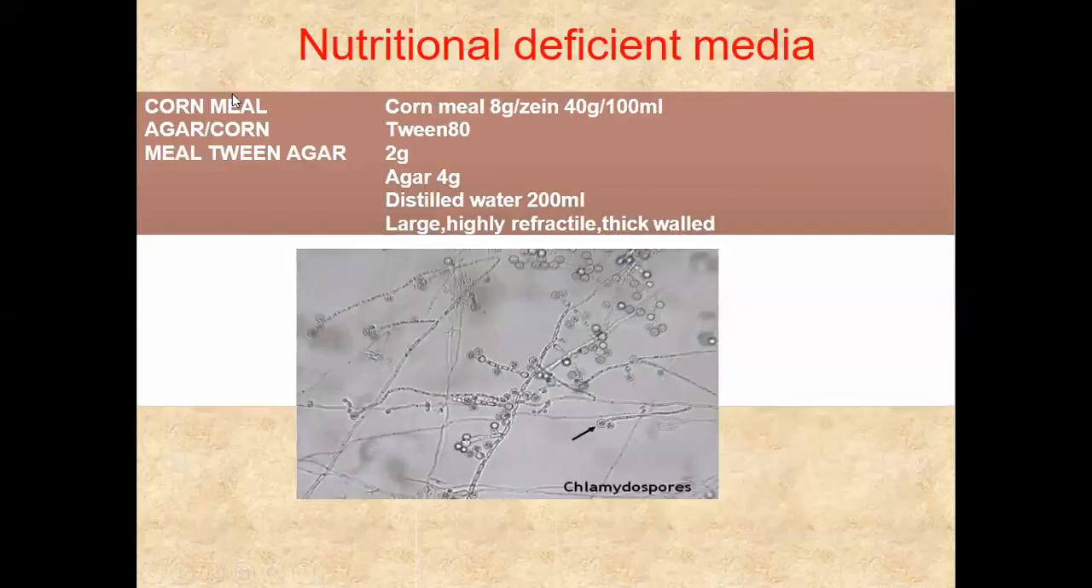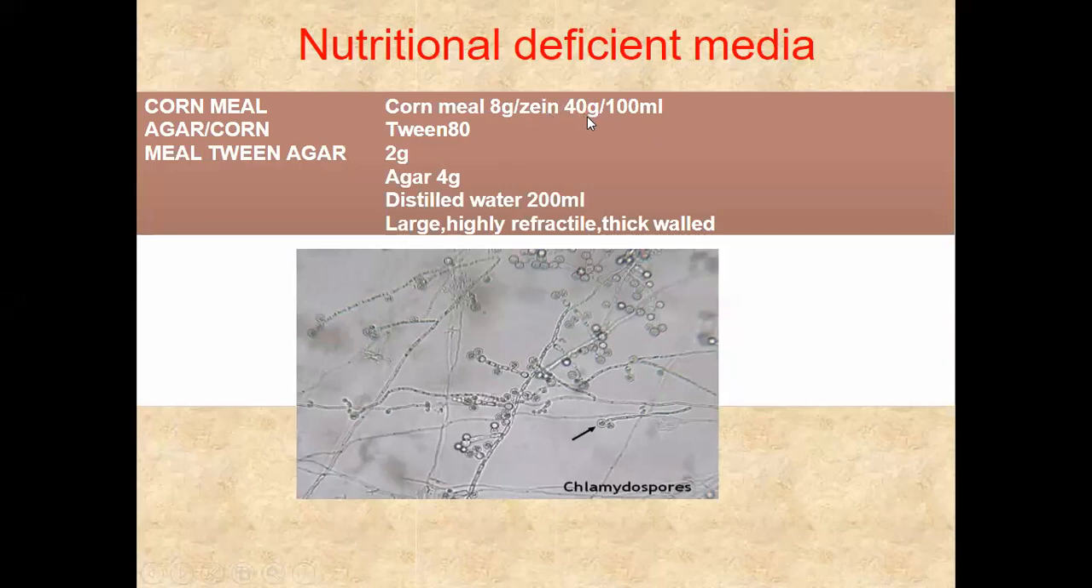Next, another type of medium we are talking about here is corn meal agar medium, or corn meal tween agar medium. This is a second type of medium used in the laboratory. The composition includes corn meal, around 8 grams, along with other chemical constituents.